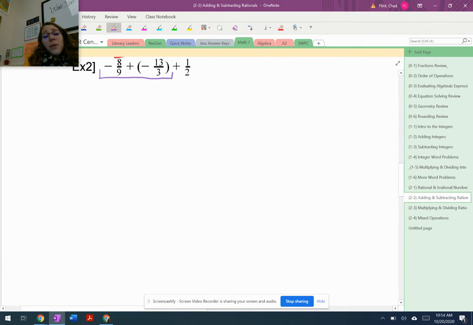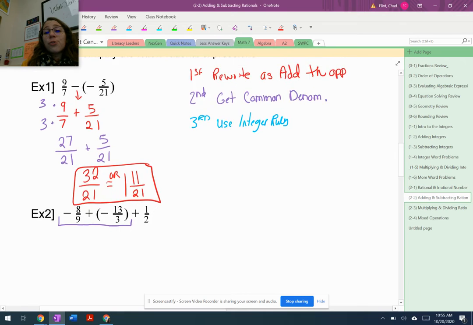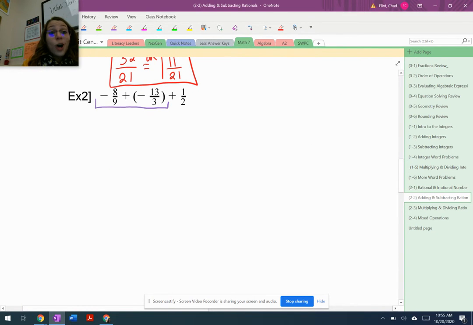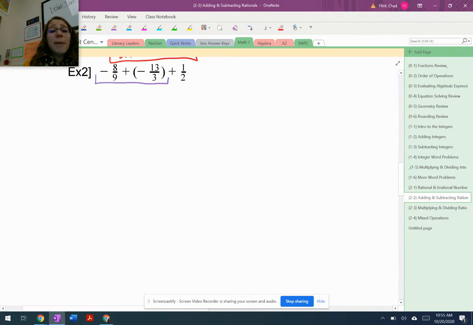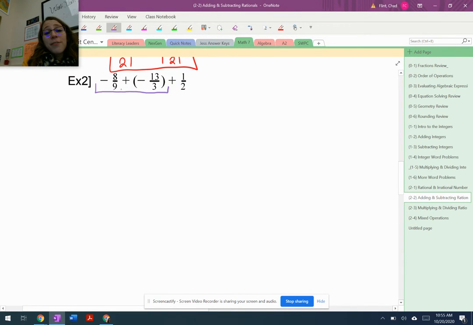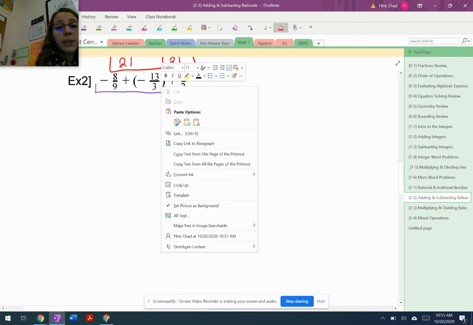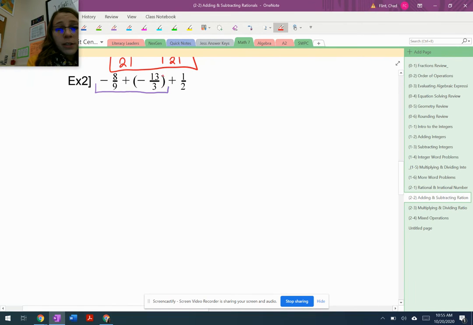So the first thing I'm starting with is that -8/9 plus -13/3. It's already addition, so I don't need to rewrite it as add the opposite. Then the second thing I want to focus on is getting those common denominators. I have a denominator of 9 and 3. Is there anything I can do to that 3 to easily make it a 9? And hopefully multiplying times 3 is jumping out at you. So I'm just going to write times 3 times 3 and carry everything else down.